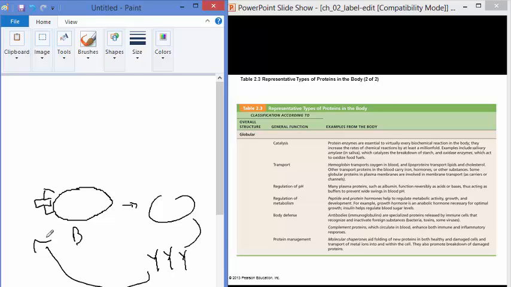So these antibodies floating within your blood play an important role within your immune system, and they are made out of protein. So when people are deficient in protein, they can have some immune dysfunction because they don't have the building blocks to create those antibodies.